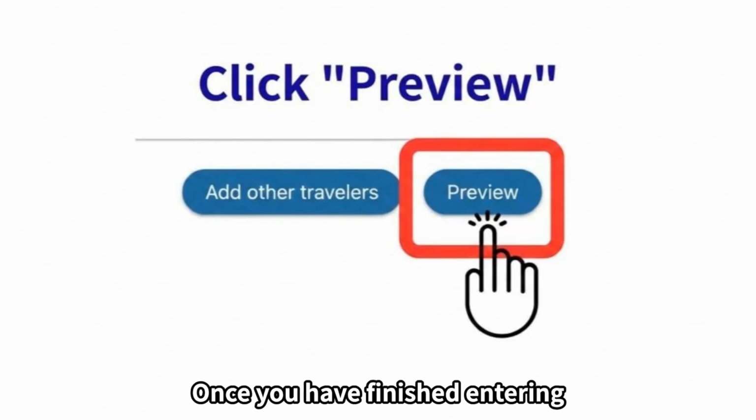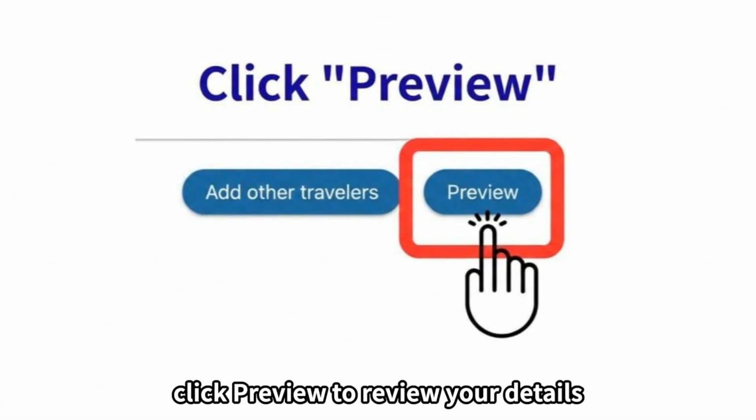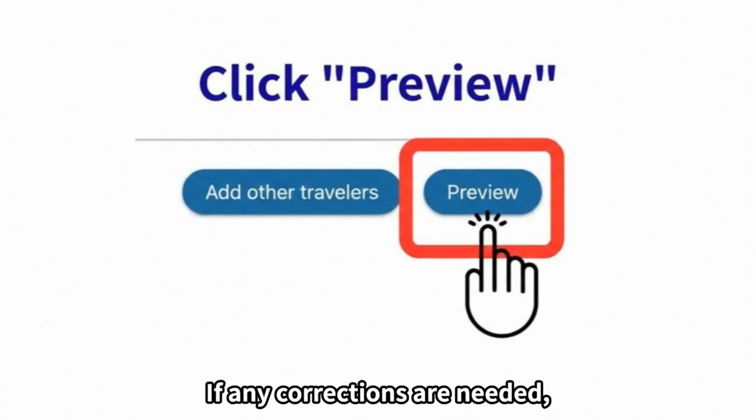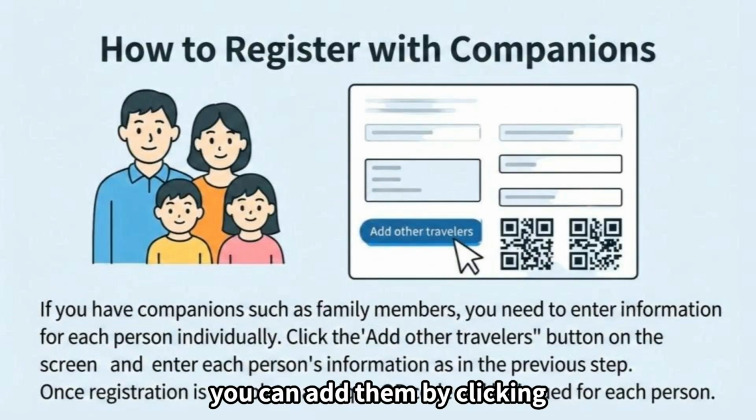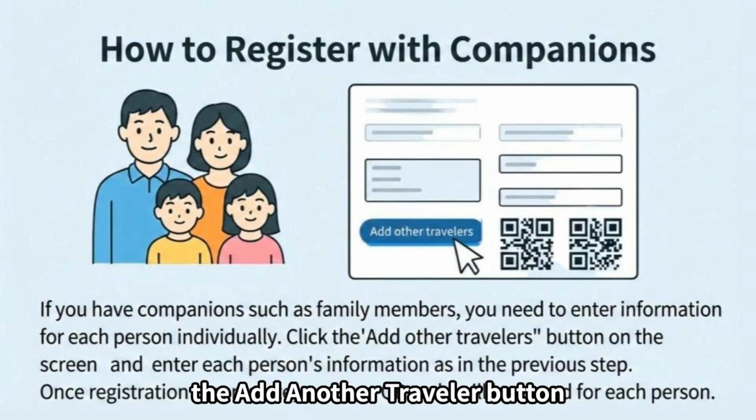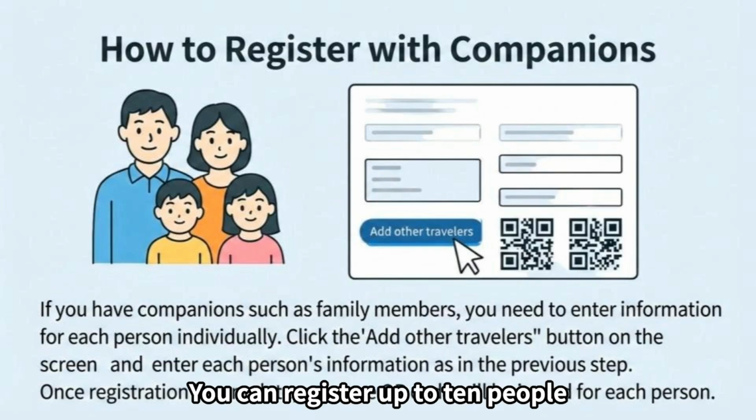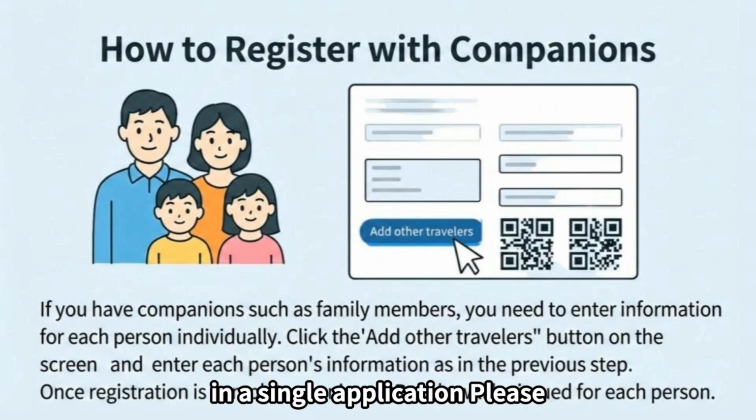Once you have finished entering all the information, click Preview to review your details. If any corrections are needed, please go back and edit them. If you are traveling with family or companions, you can add them by clicking the Add Another Traveler button. You can register up to 10 people in a single application.